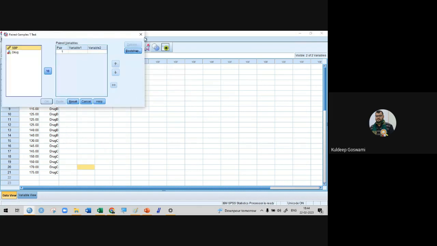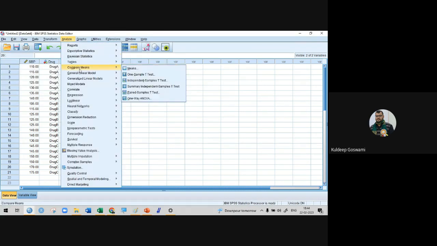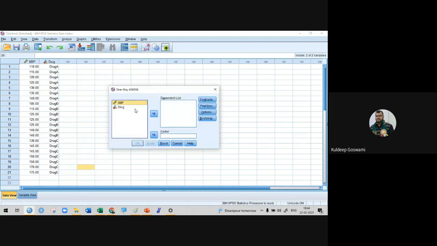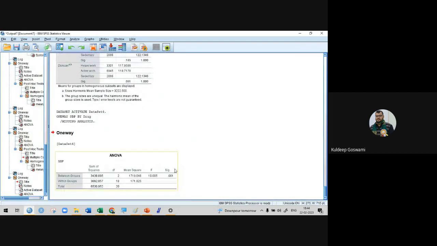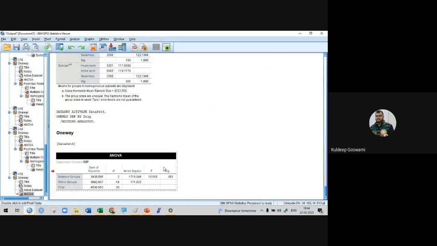Compare Means, then One-Way ANOVA. Systolic blood pressure is the dependent variable, drug is the factor, and then press OK. This one. Now, is it clear? Yes, sir.